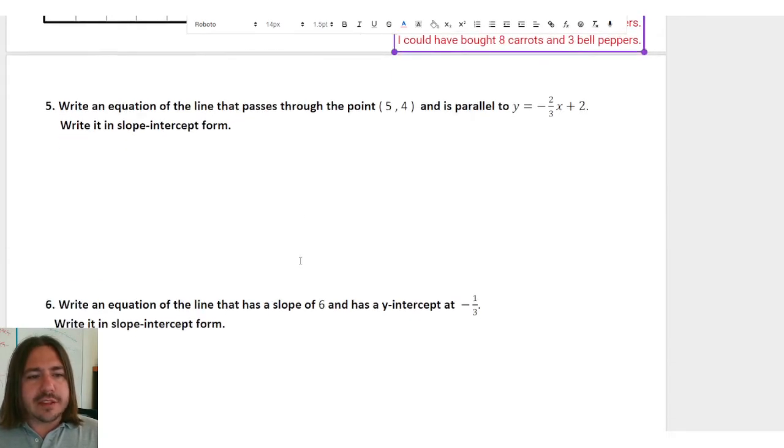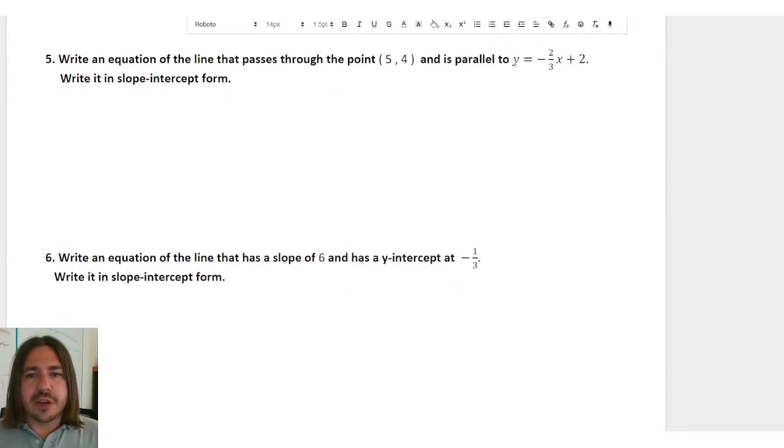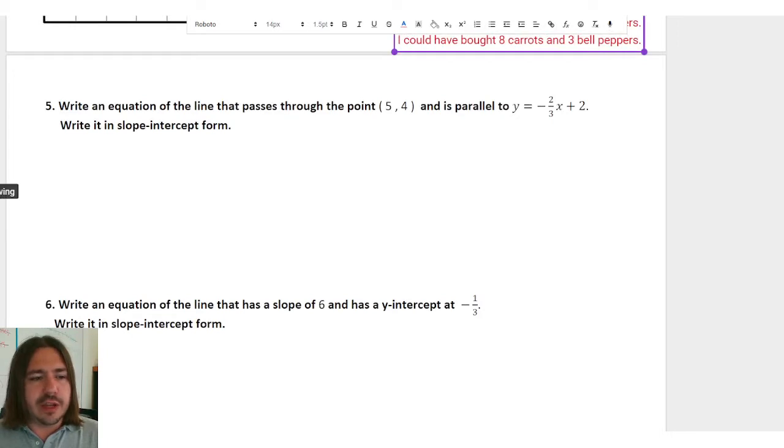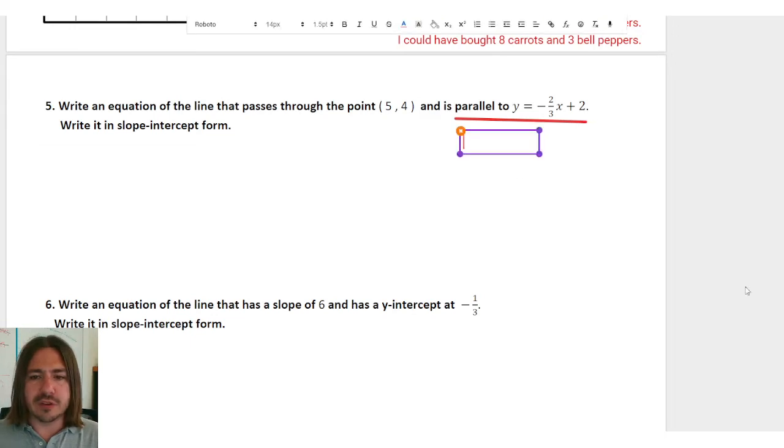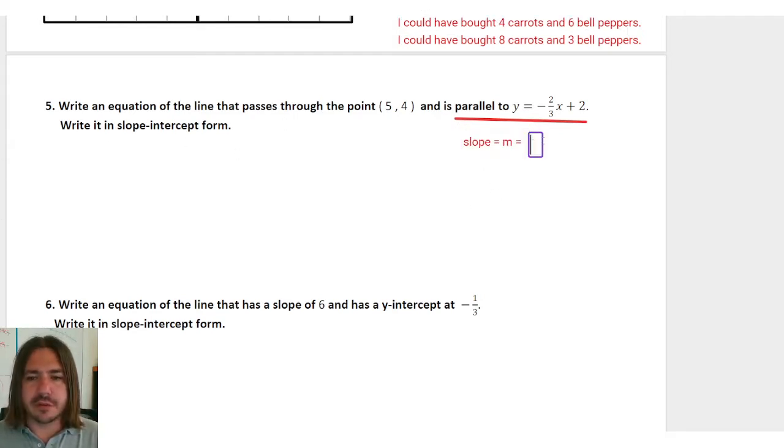Number 5 says write an equation of the line that passes through this point and is parallel to the following line. So if it's parallel to it, that means that the slope has to be the same. In other words, the slope, or the m value, has got to be -2/3. Okay, so that's going to be important. And it passes through this point, which indicates that we're going to have to write this in point slope form. Here's my x1, my y1.